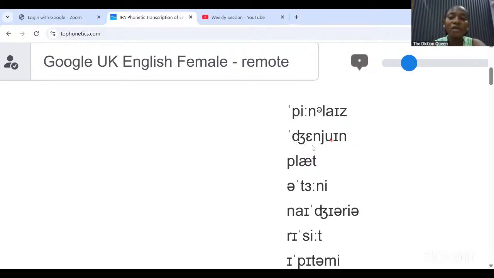Genuine. I genuine want you to grow, not I genuinely want you to grow. And the third word is plait, not plate. I need to plait my hair. Penalize, genuine, plait. If you'd like to practice with me, please raise your hand.